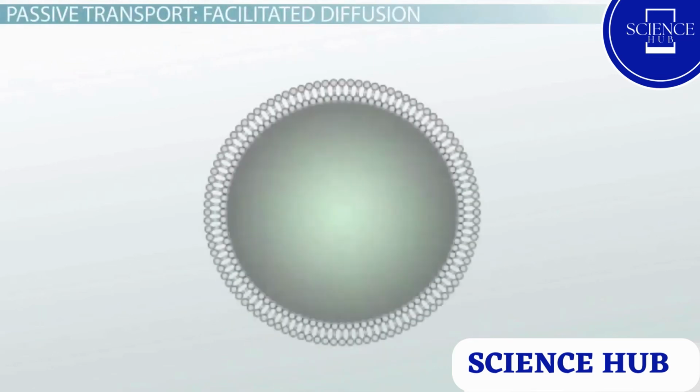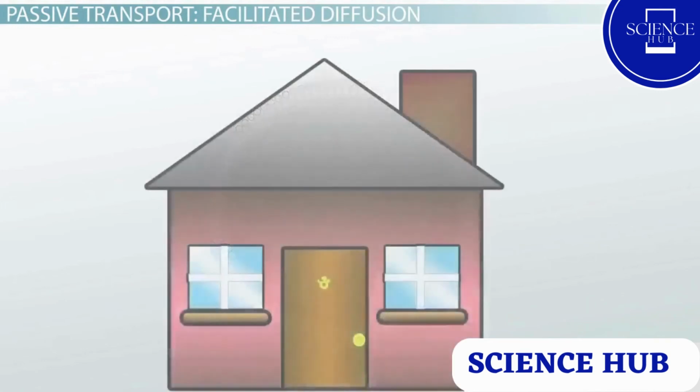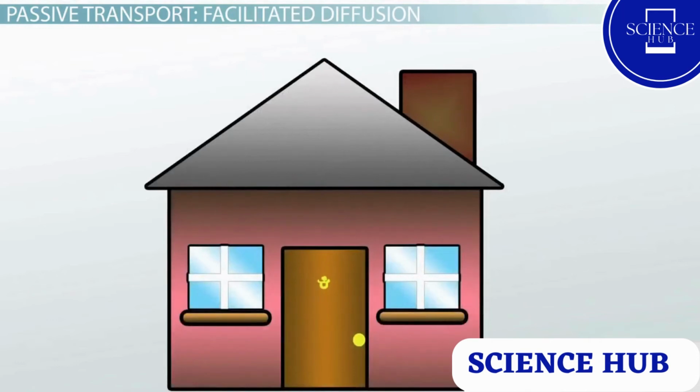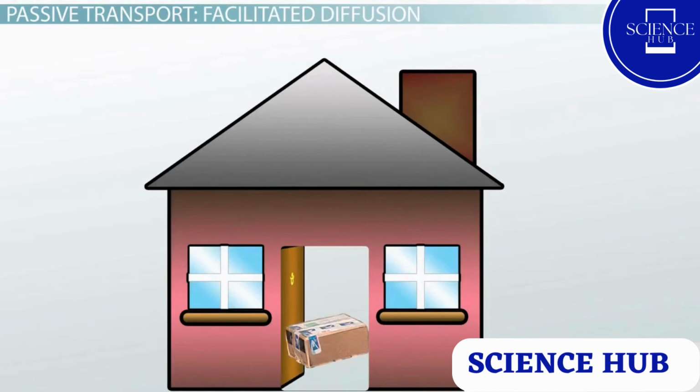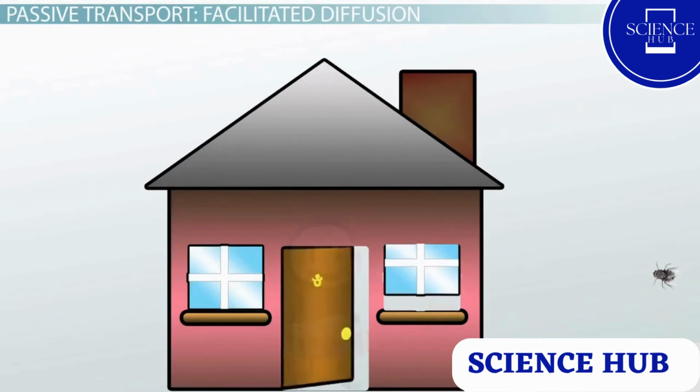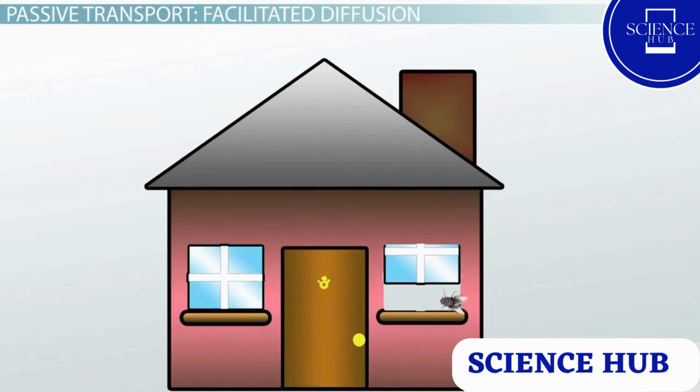So how do large, charged, or hydrophilic molecules pass through the cell membrane if they can't simply diffuse in? Well, think of how your friends come into your house. Under most circumstances, they'll use a door. A package delivered at your residence would come through your door too, but it would need someone to carry it in. A fly might come through an open window on its own, while a squirrel could come down your chimney.